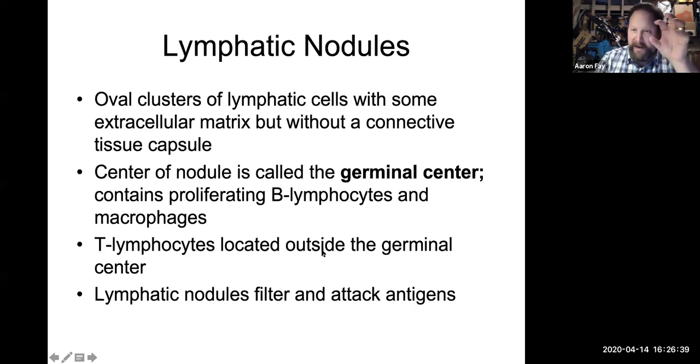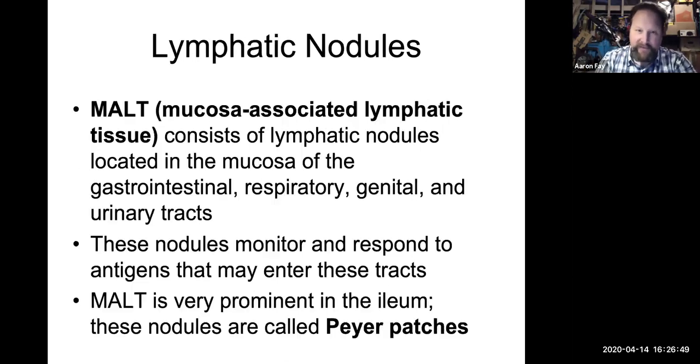So these lymphatic nodules, B cells, macrophages surrounded by T cells, their job is to look for antigen and then take action when they find it. Now, there are many types of lymphatic nodules, and one of the most important ones that we're going to talk about are called MALTs, M-A-L-T-S. Mucosa-associated lymphatic nodules. So you're going to find these in the various mucosal membranes of the body, including in the GI tract, lining our intestines, the respiratory tract, and the reproductive system, and in the urinary system.